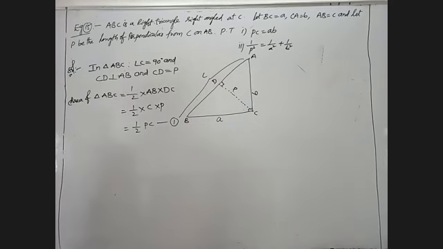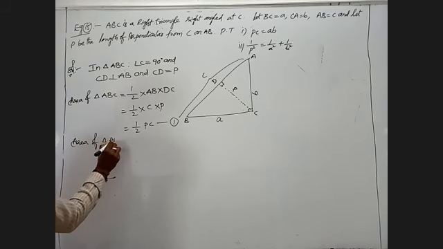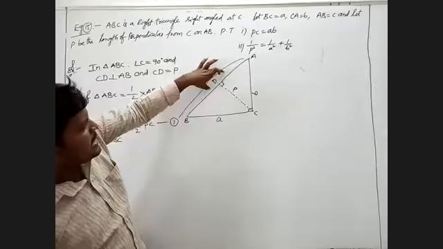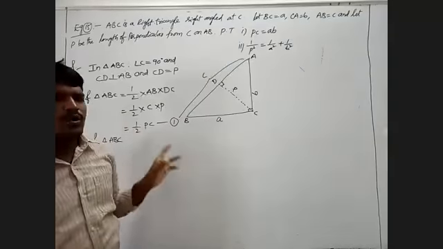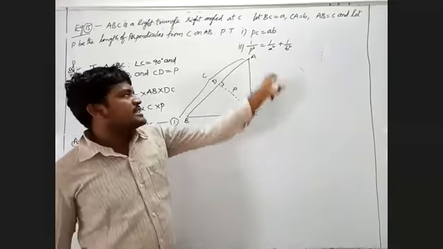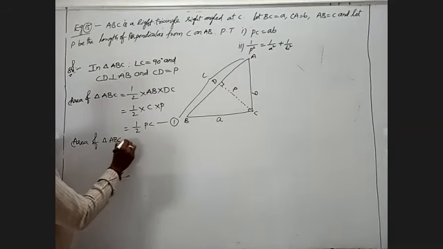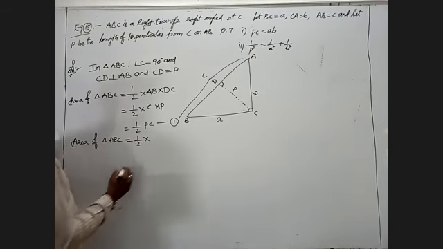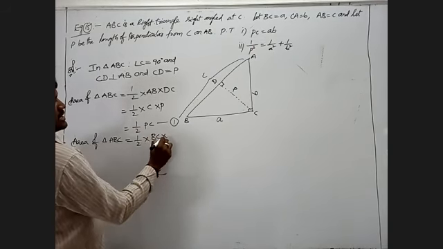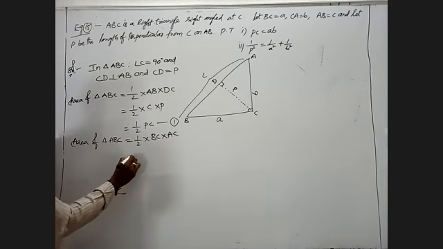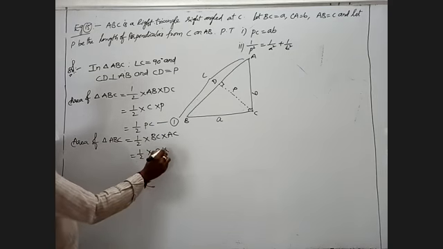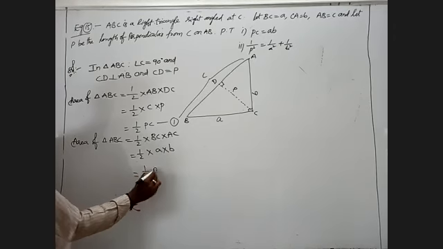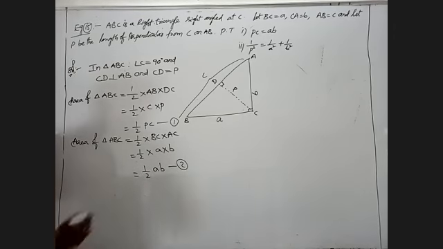Again we will take the area of triangle ABC. Here we observe this is the base, this is the height. One more also we will take in this triangle: this is the base, this is the height. I will write the area of triangle ABC is half, where the base is BC and the height is AC, that means 1 by 2 into a into b, that means half ab. This is equation number 2.